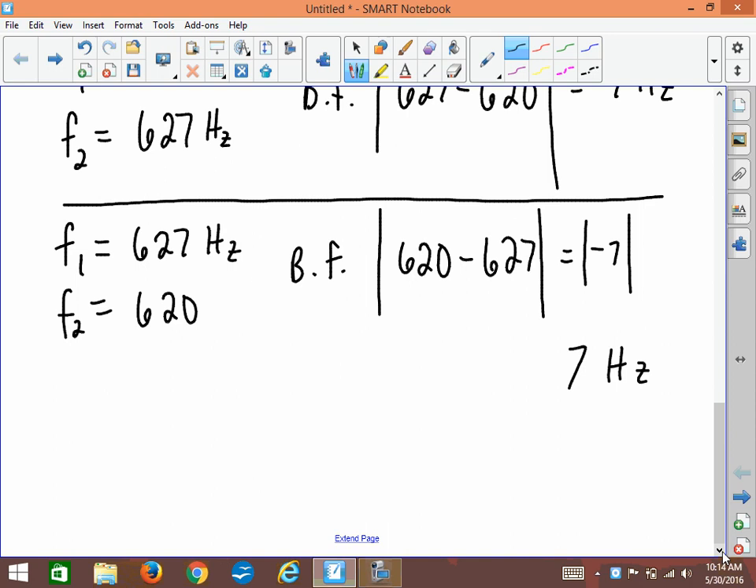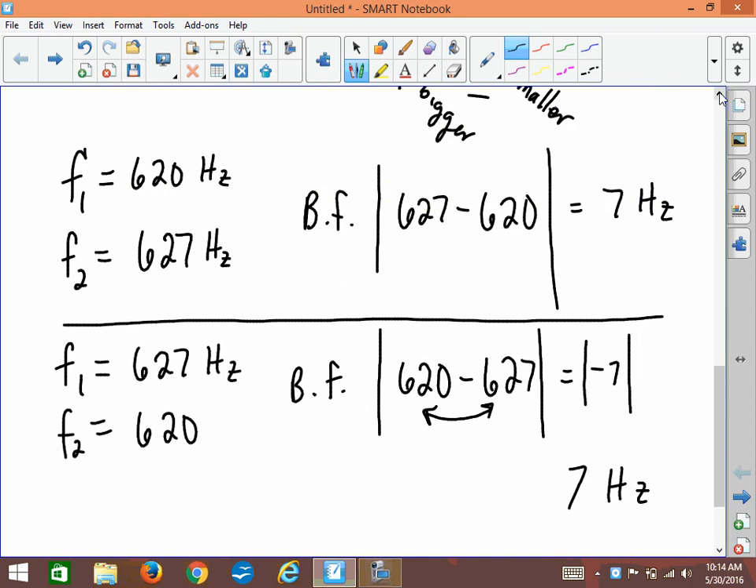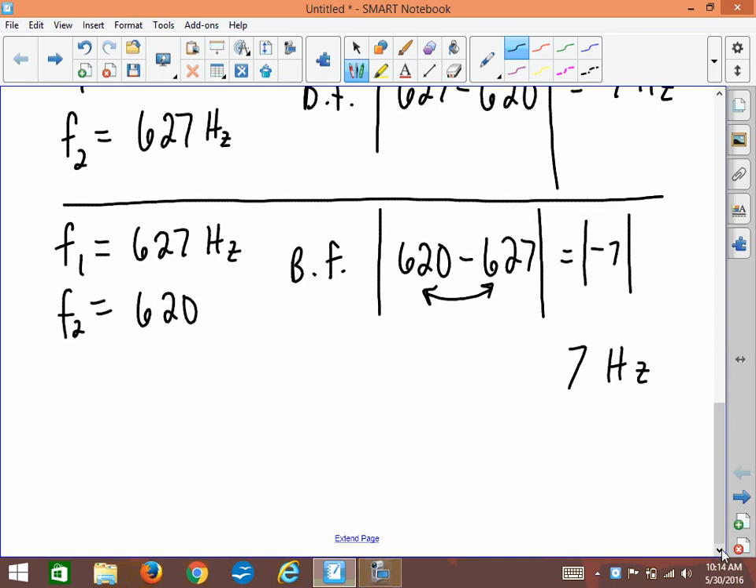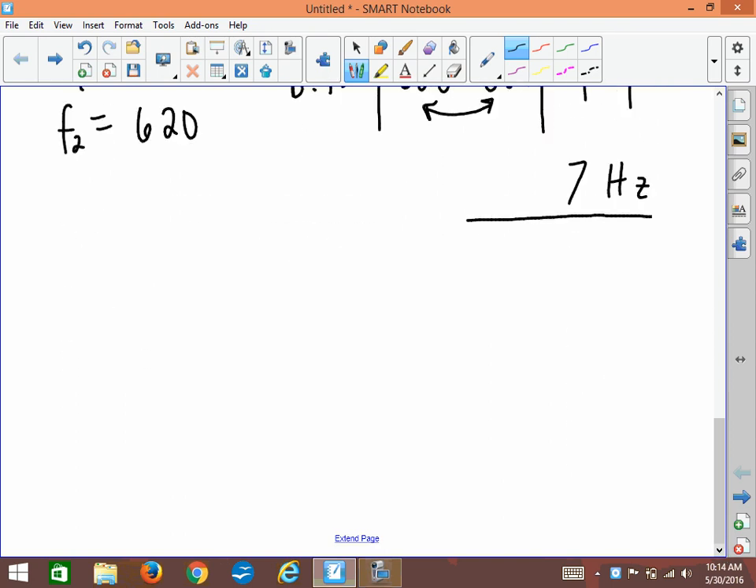Right? So if you look at this, I could have written 627 minus 620 and gotten the same answer. So the order of the subtraction should always be bigger minus smaller, and then you don't have to worry about the absolute value whatsoever. But that's how it works. And some of you might have seen that in your math classes. And so that's it. Here's a common question that we ask on tests and things about beat frequency.